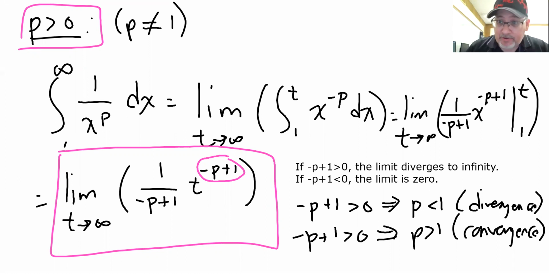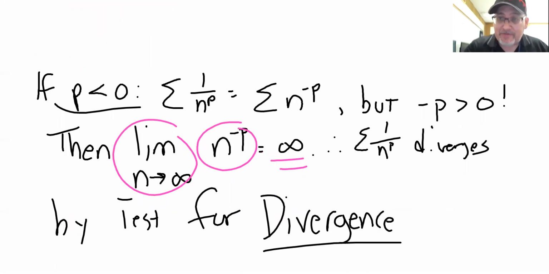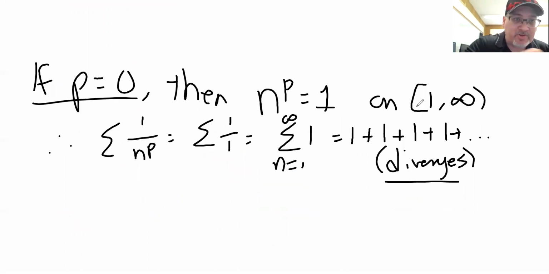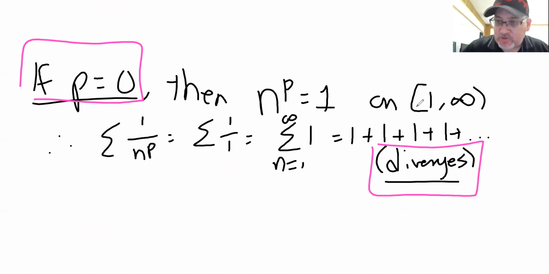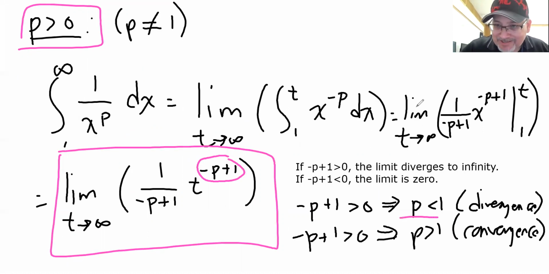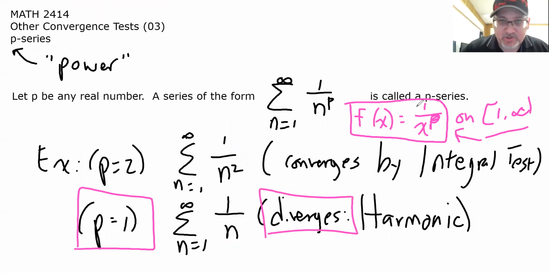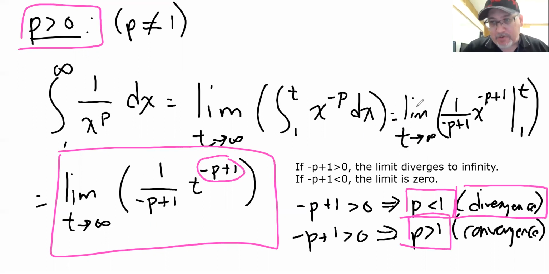Well, if we put it all together, when p was negative, we got divergence. When p was 0, we got divergence. When p was less than 1, we got divergence. When p is equal to 1, we get divergence. So we got a lot of divergence. But once p gets bigger than 1, we get convergence. And so now we have a complete categorization of when p-series converge or diverge.